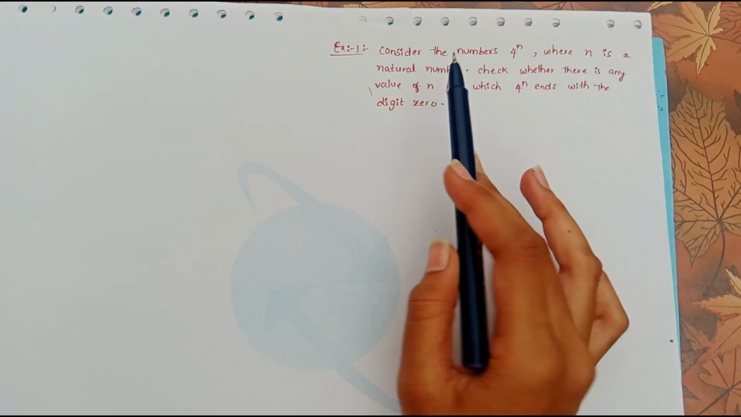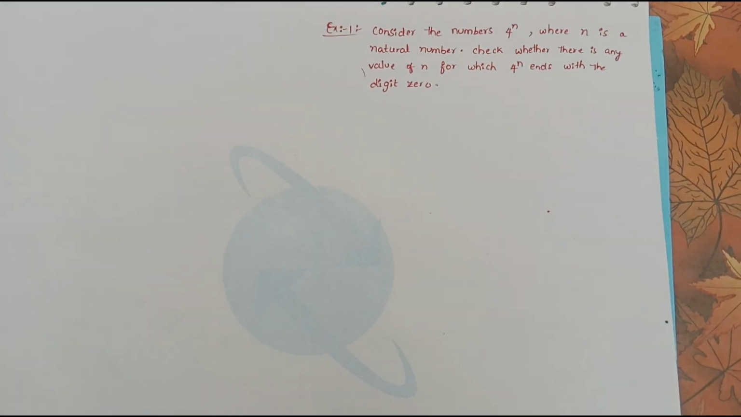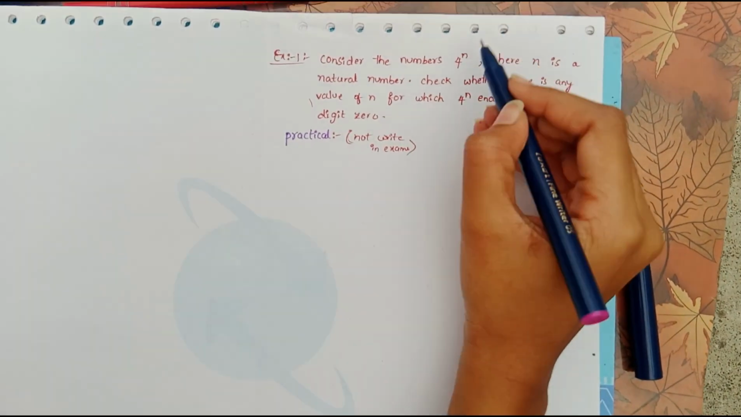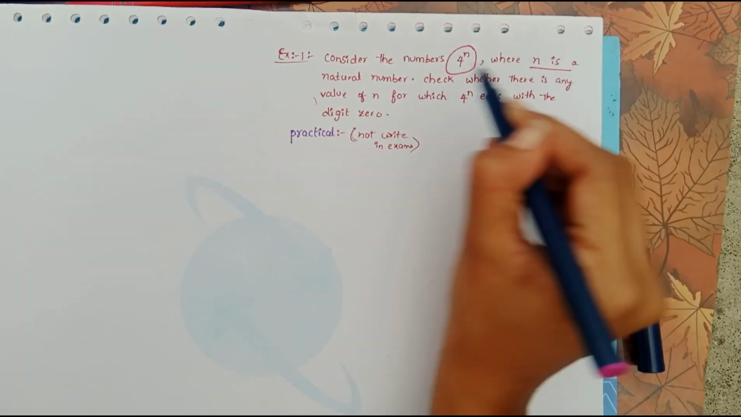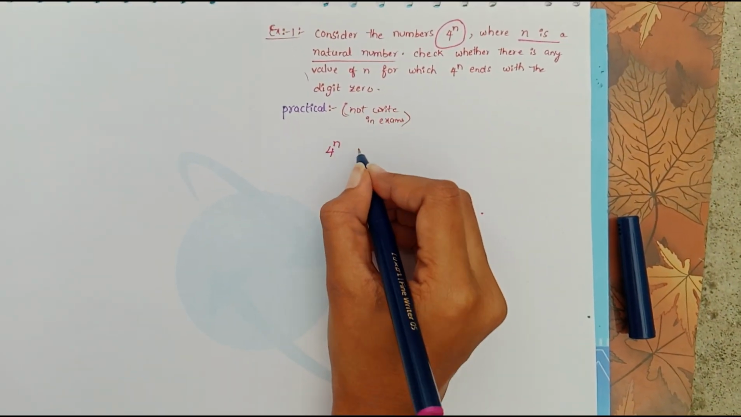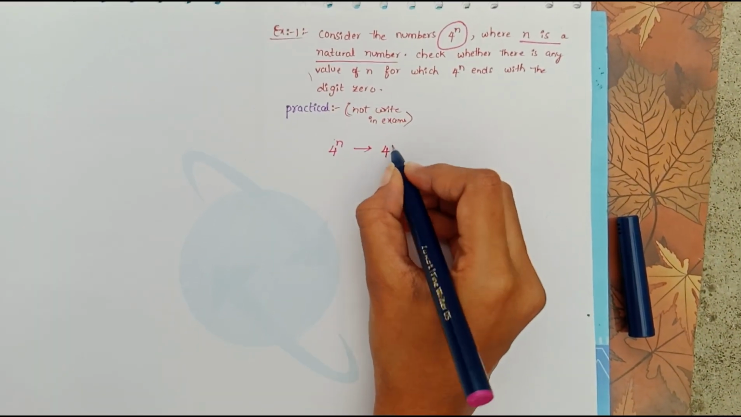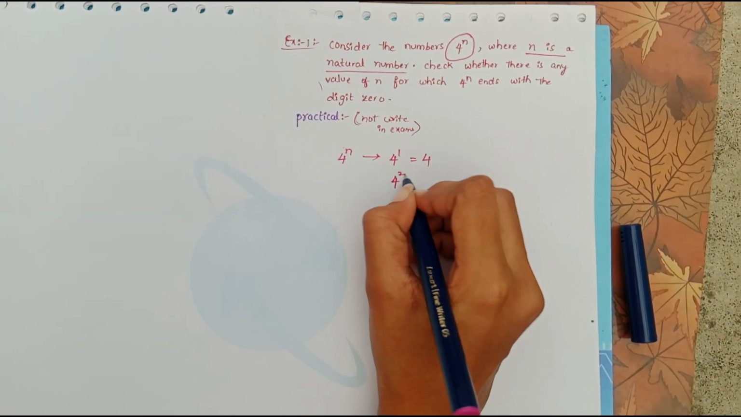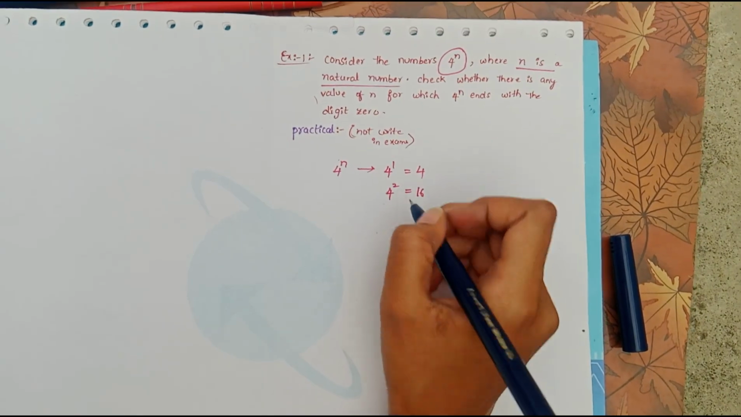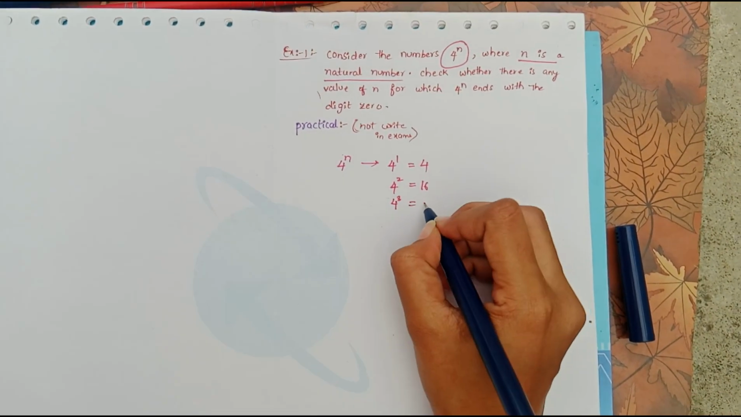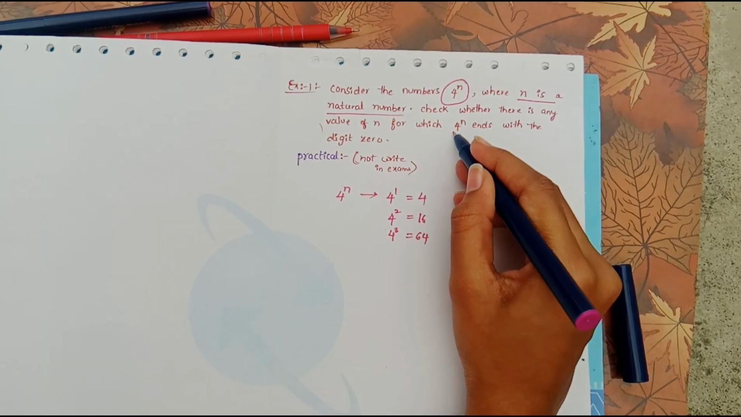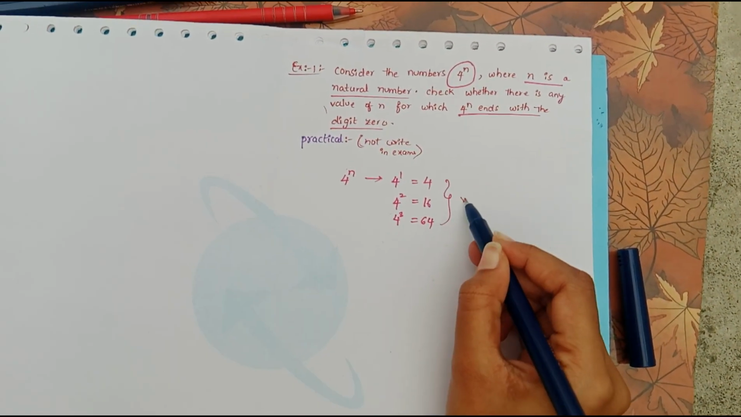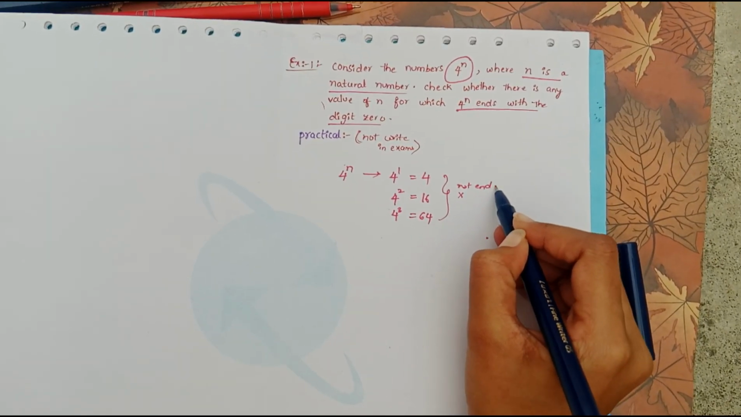For this type of question, we can do it in a practical manner, and then convert this practical manner into a theoretical manner. In question 4 power n, n is a natural number. Put natural numbers in n: put n equals 1, 4; put n equals 2, 4 square is 16; put n equals 3, 4 cube is 64. In this example, we are given that 4 power n ends with the digit 0, but it can't end with digit 0. It does not end with digit 0.